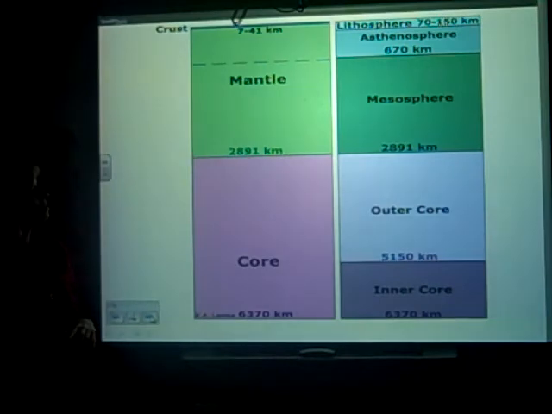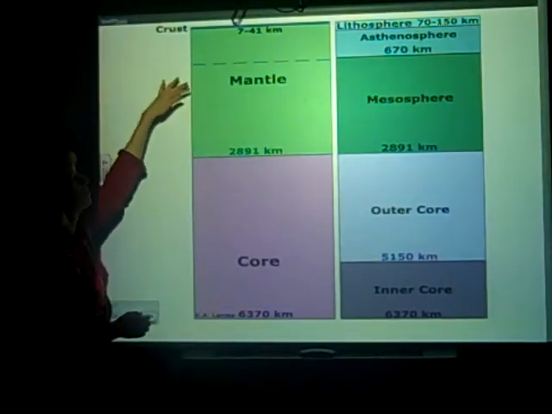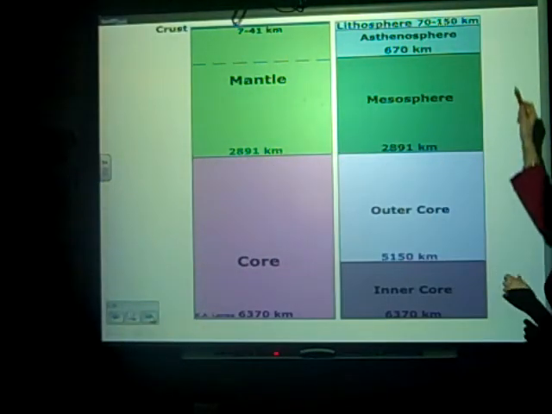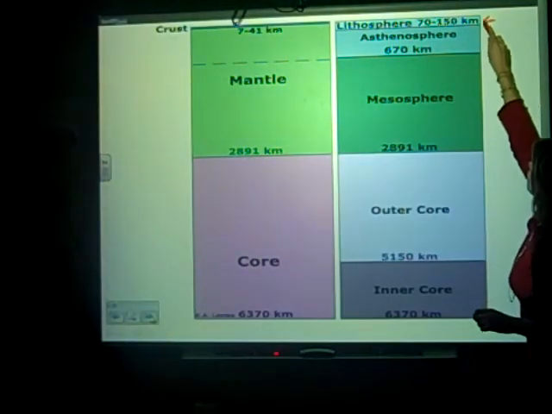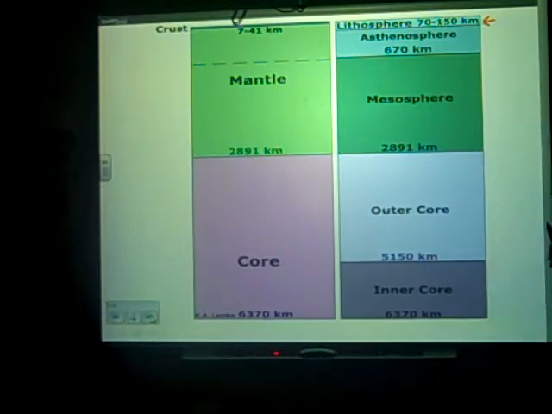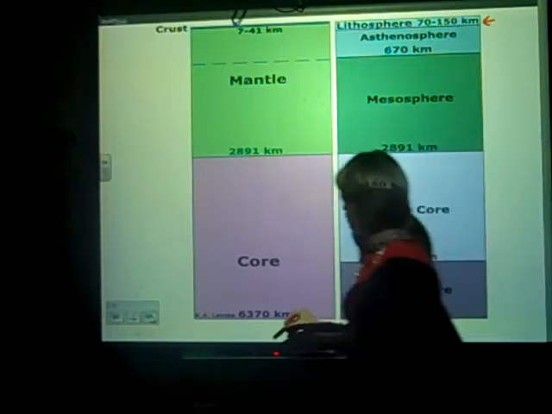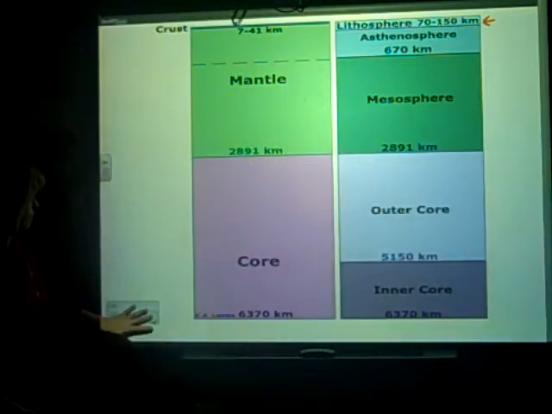Now I have a couple of slides in here to compare these 2 systems side by side. You can see crust, mantle, core over here, but then on this side you have lithosphere, which is the same as saying a tectonic plate floating on the jelly-like asthenosphere. So the asthenosphere would really be mantle material.